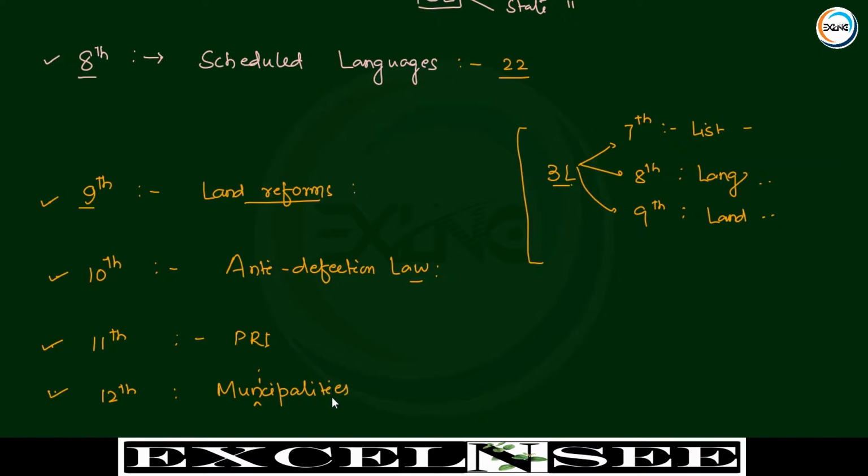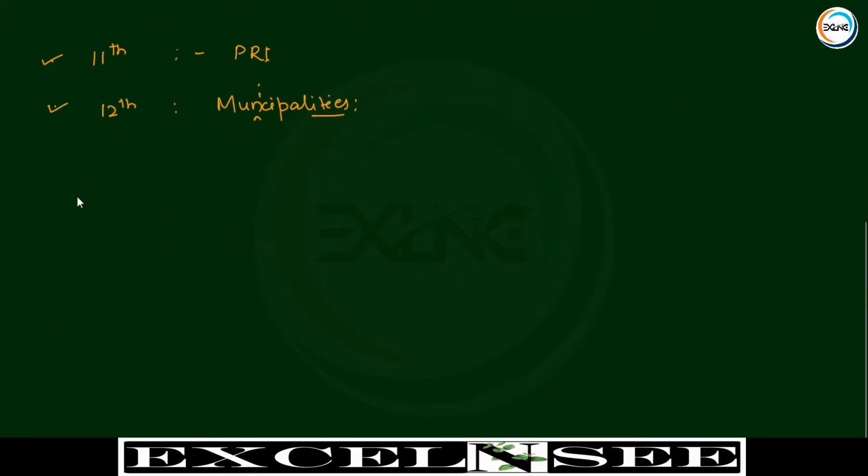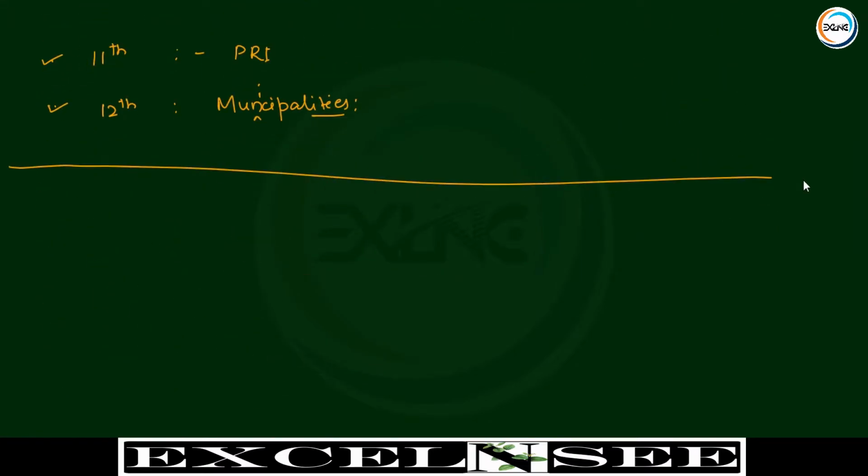So these are the schedules. I hope you can recall them in one go. Just like the first schedule talks about simply the names of the states and union territories. The second schedule talks about what? The emoluments and allowances. The third schedule talks about the forms of oath or affirmation.